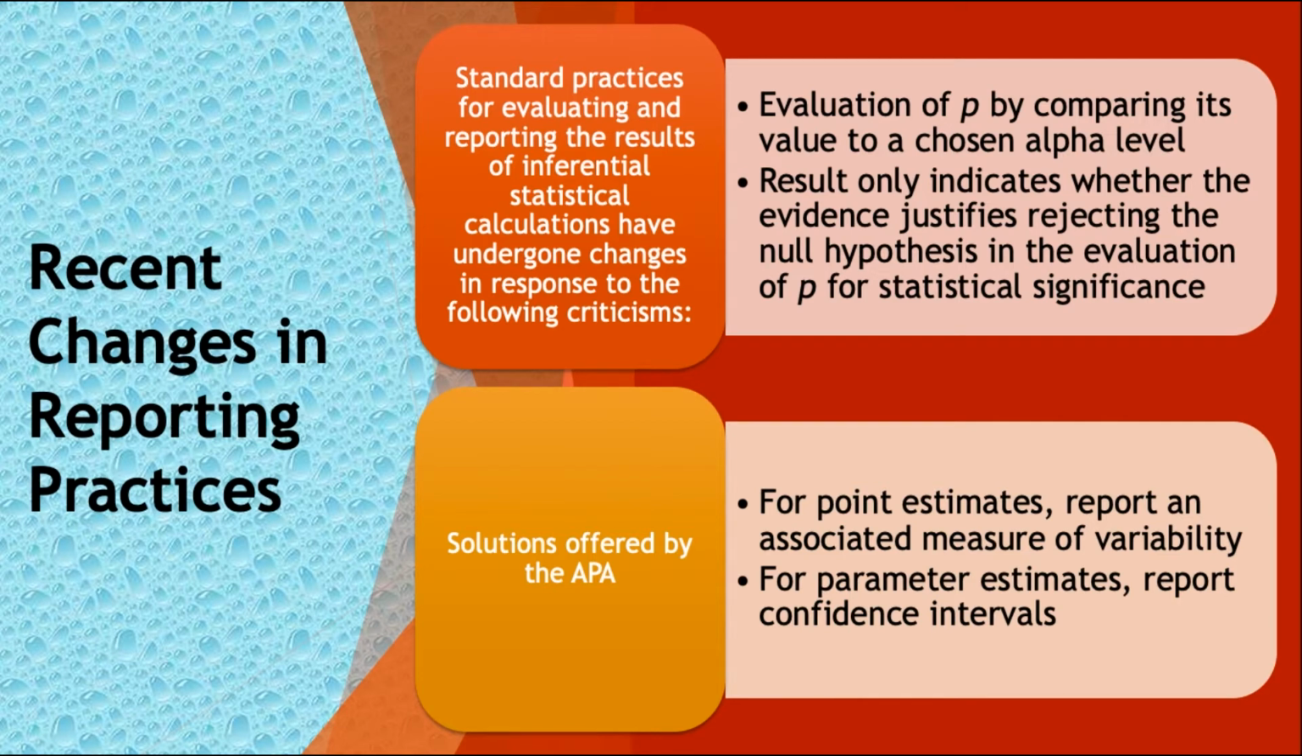So now we talk about recent changes in reporting practices. Remember, standard practices for evaluating and reporting the results of inferential statistics calculations have recently been undergoing change in response to a number of criticisms leveled against them. One is the evaluation of the p-value by comparing its value to a chosen alpha level, for example 0.05, in order to declare whether a given effect is statistically significant or not.